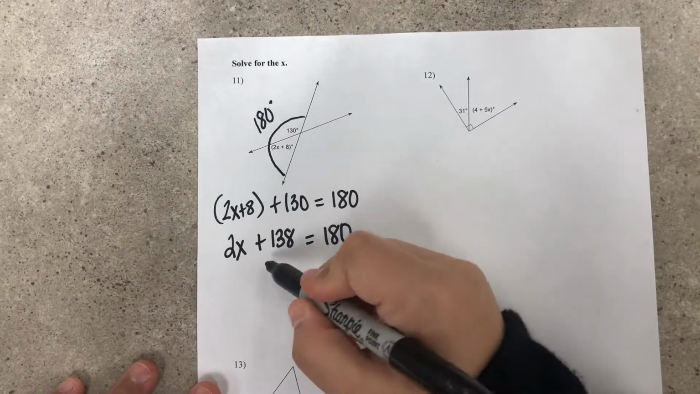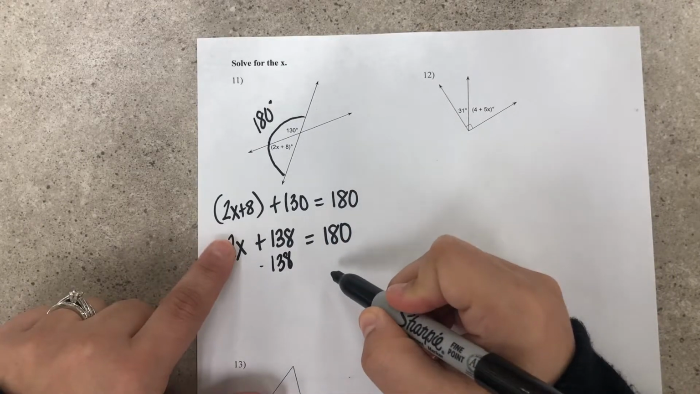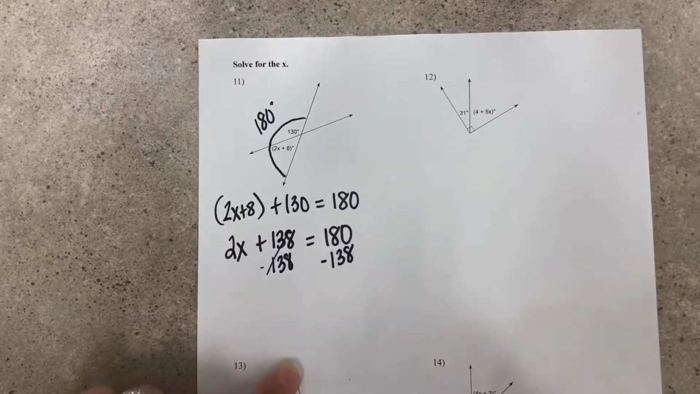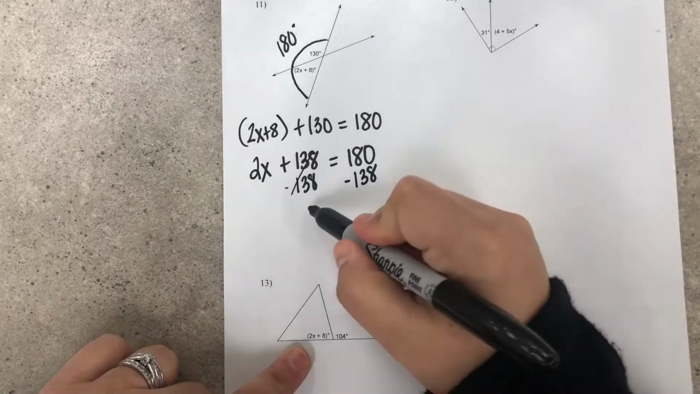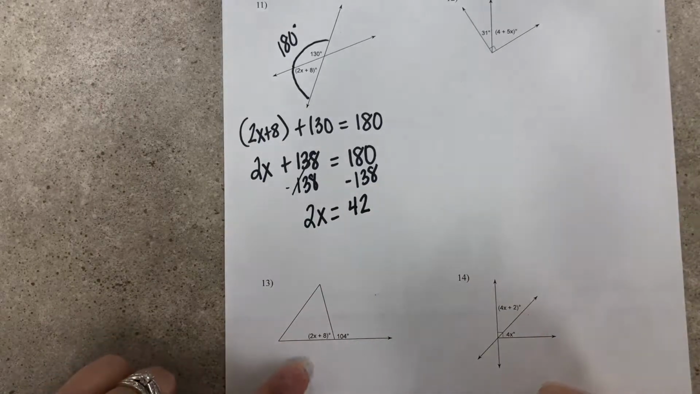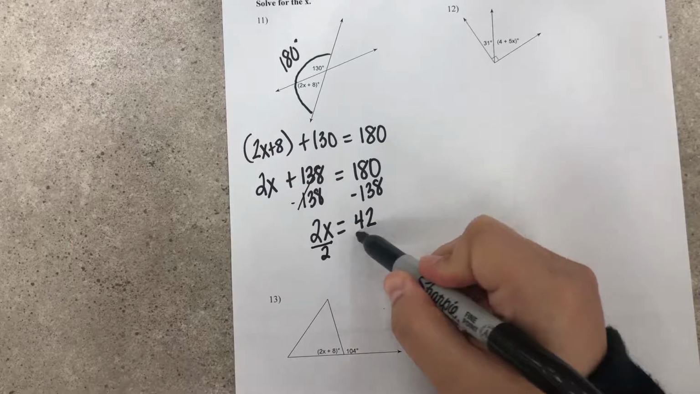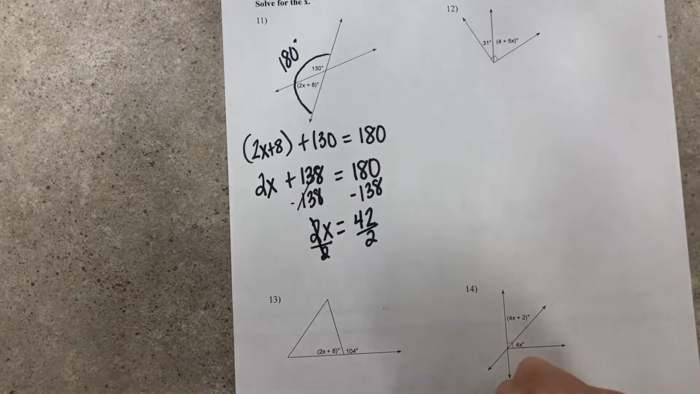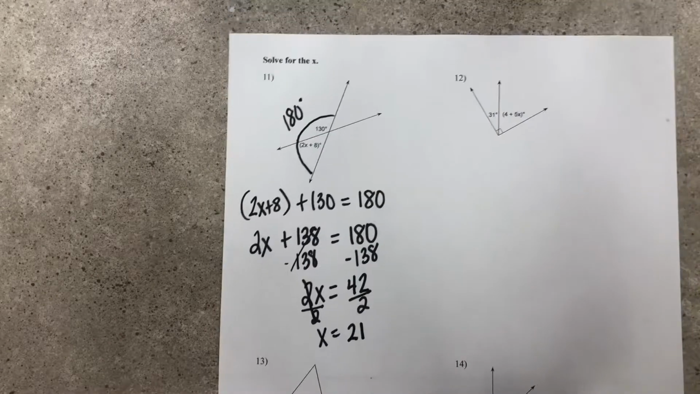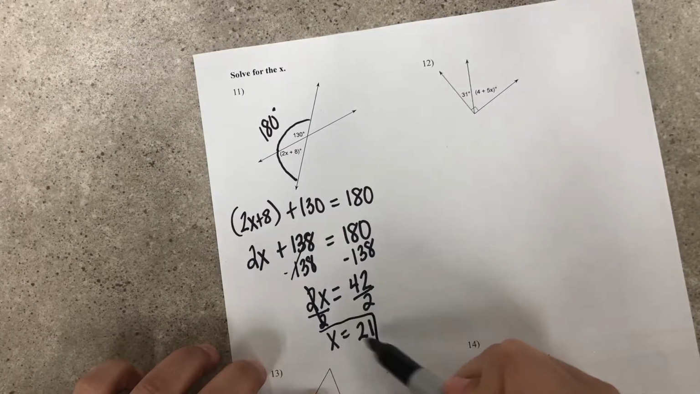And then I'm going to subtract 138 to get x by itself. I'm going to get rid of the 138, subtract 138. I end up with 2x equals 42. And so then x equals, divide by 2, we end up with x equals 21. Right, and our directions say to solve for x, so we are done.